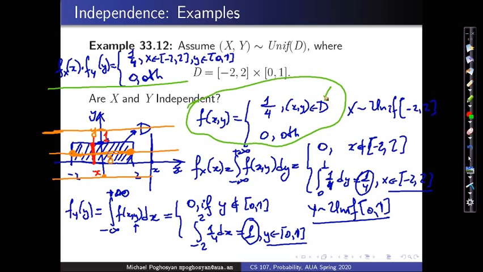Well, this region D is [-2, 2] times [0, 1]. So this is exactly this, for any point x, y. So in that case, we will have independence. So the answer is that x and y are independent in this case.